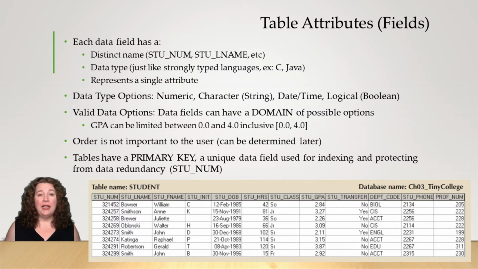If we had a GPA, I might say 0 to 4.0. So those are just limitations that you would have in your constraints in your business rules to describe your possible data options. When we create our fields, the order is not really important. Your query will pull out the data fields in a given order, depending on how you write your query. And then the user will probably manipulate that as well on their side with your application. So you don't really have to worry about ordering.